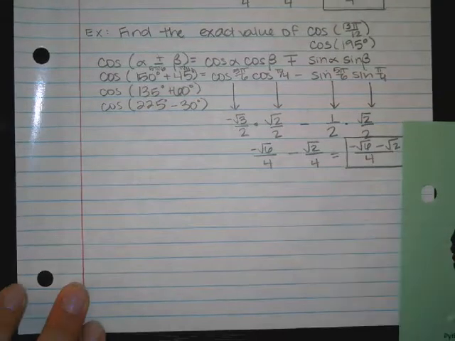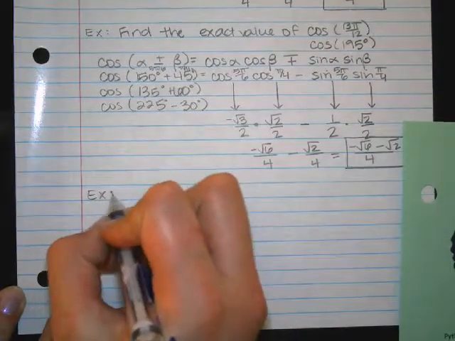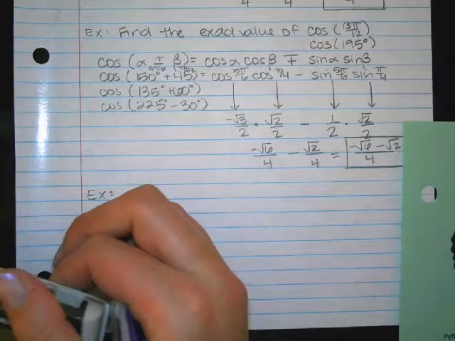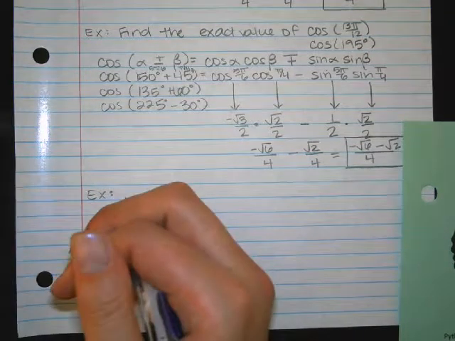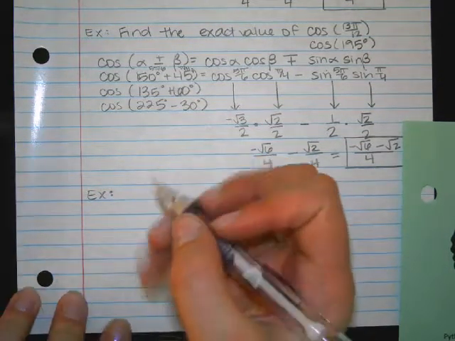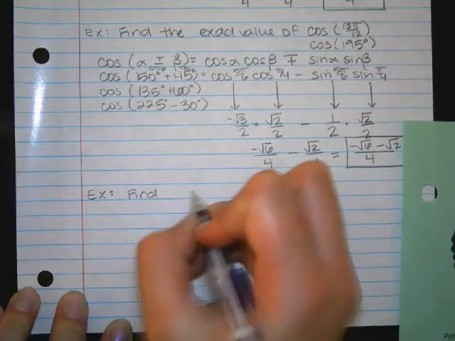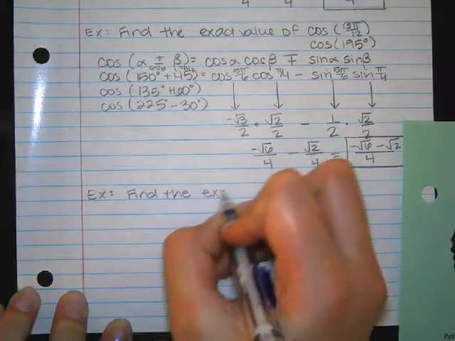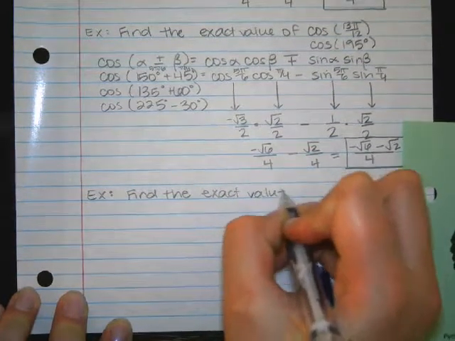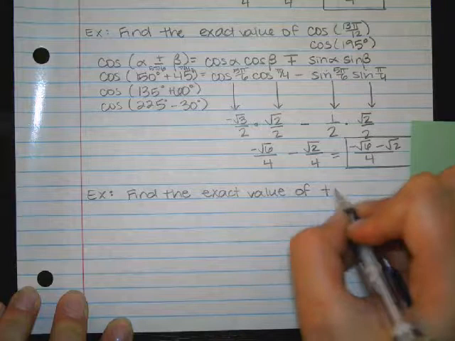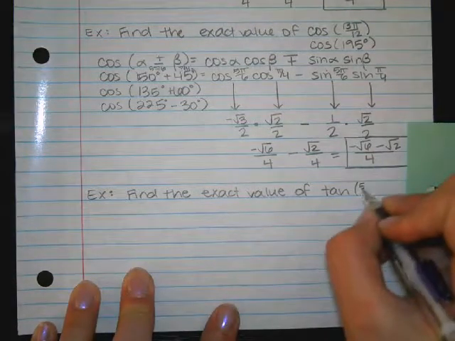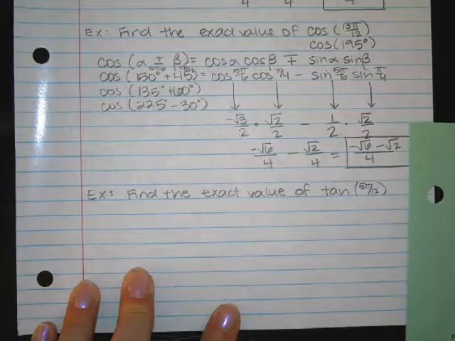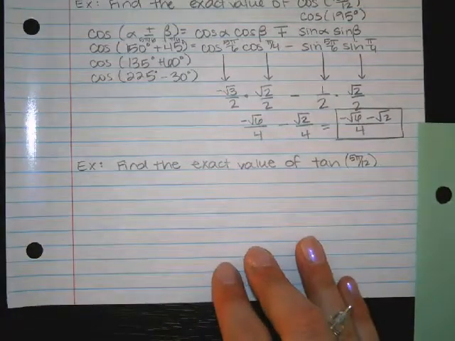Okay, so we're going to say, for example, I didn't write a tangent example. Find the exact value of tan 5 pi twelfths. Find the exact value of tan 5 pi twelfths.